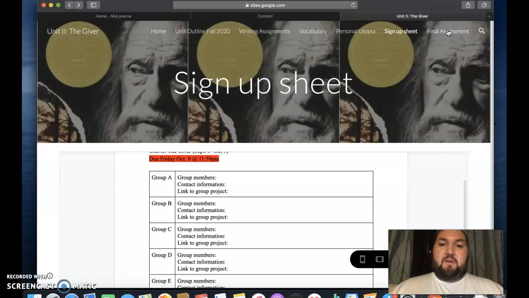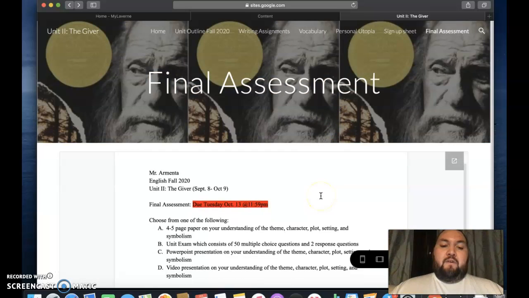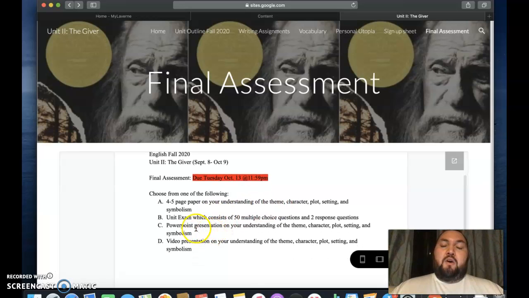For your final assessment, you have 4 options. You will be writing a 4 to 5 page paper on your understanding of the theme, character, plot, setting, and symbolism, or a unit exam which consists of 50 multiple choice questions and 2 response questions, or a PowerPoint presentation on your understanding of the theme, character, plot, setting, and symbolism, or a video presentation on your understanding of the theme, character, plot, and symbolism.